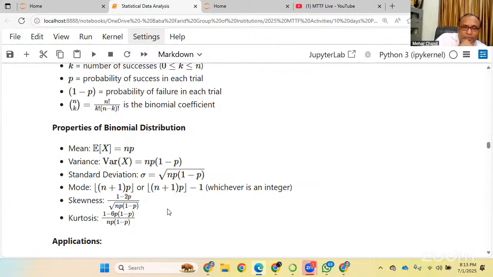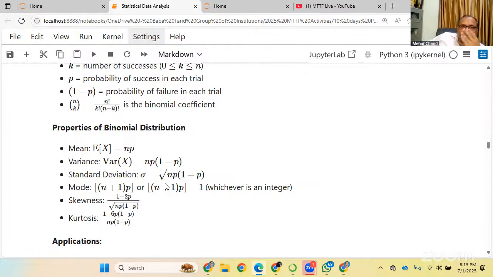If you need to calculate the mode, then either you take the floor function of (n plus 1)p, or the floor function of (n plus 1)p minus 1, so this will be an integer. For the skewness, we have (1 minus 2p) upon the square root of np times (1 minus p). For the kurtosis, we have (1 minus 6p(1 minus p)) upon np times (1 minus p). By using these properties, we can calculate mean, variance, standard deviation, mode, skewness and kurtosis.